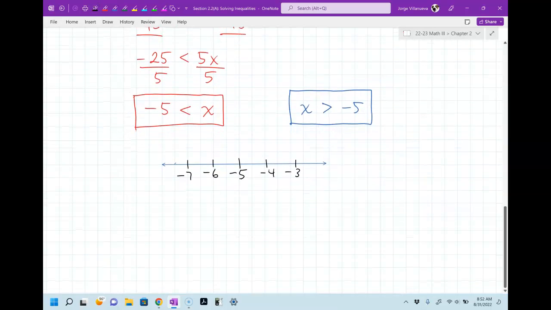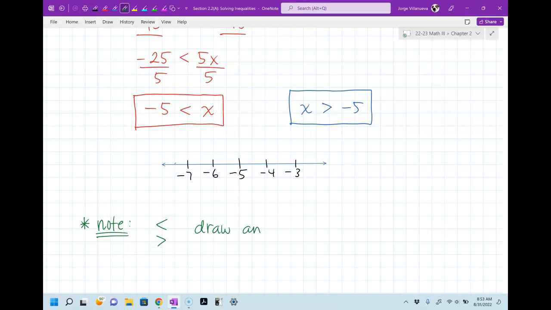Okay? Now, when it comes to drawing circles, this is a little new thing here. I'm going to put a little note. So a quick note. If it's a less than or a greater than, then draw an open circle at the point. Okay? If it's a less than or a greater than, you're going to draw an open circle at the point.